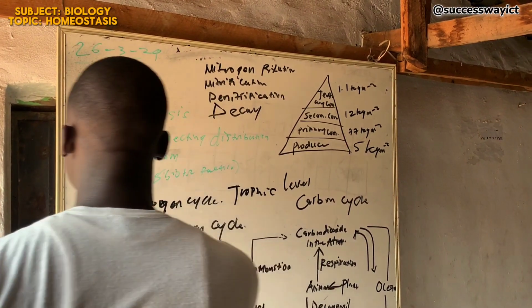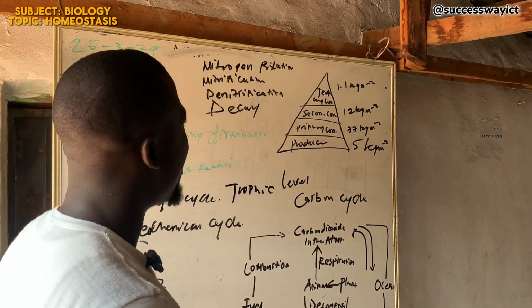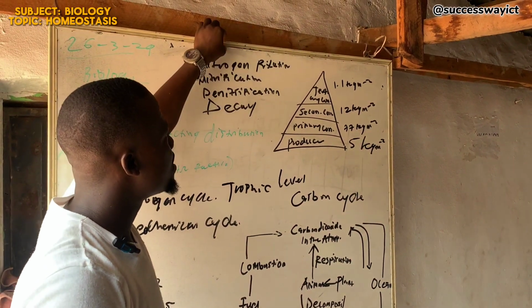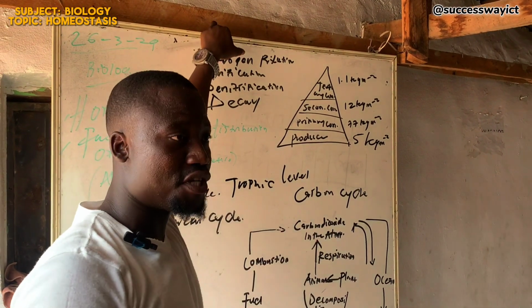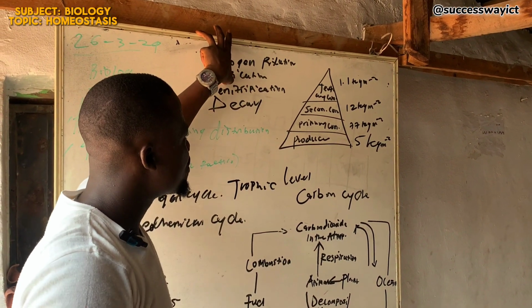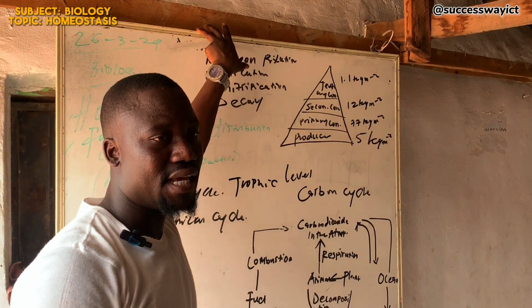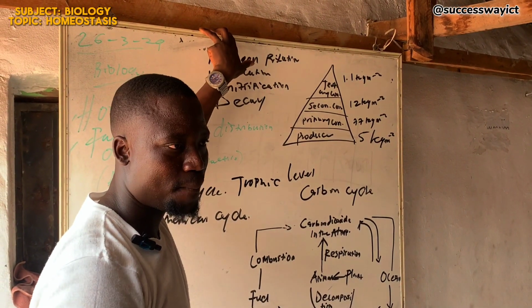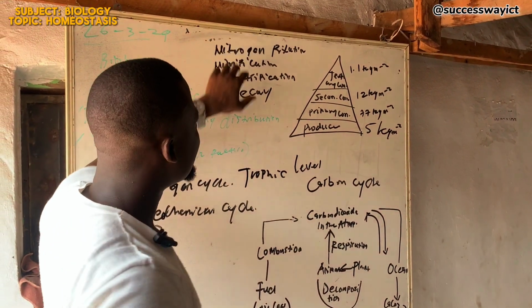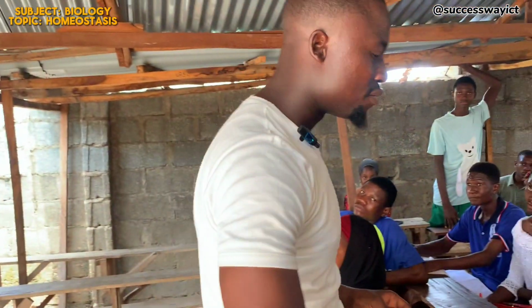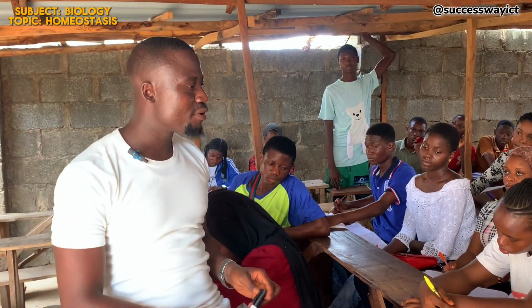Okay. So these processes explain how nitrogen can be fixed in the soil. Nitrogen is fixed in the soil by the nitrogen fixation process, by nitrification, by denitrification, or by decay, that is bio factors, that is organisms. Are we together? Now, nitrogen fixation. Who can tell me how nitrogen fixation is done? Can anybody make any attempt?